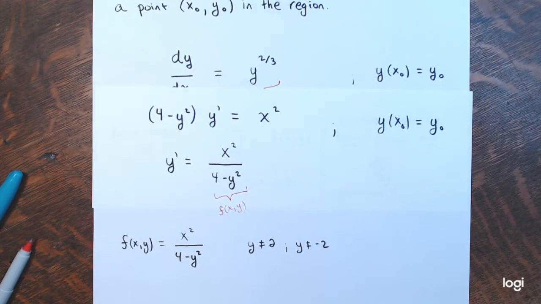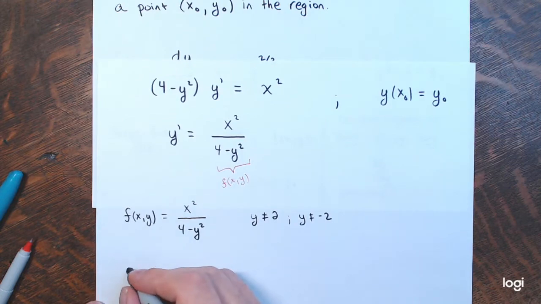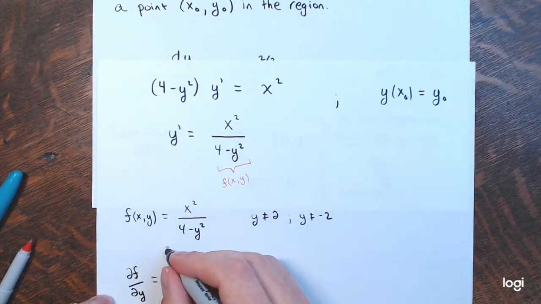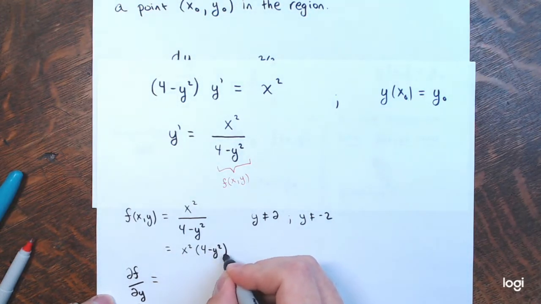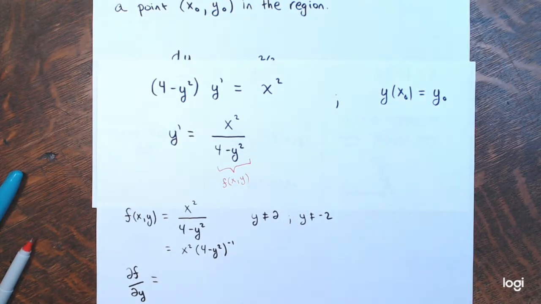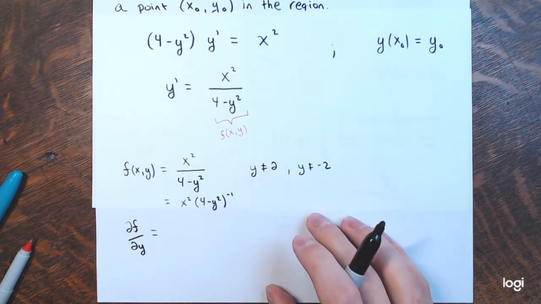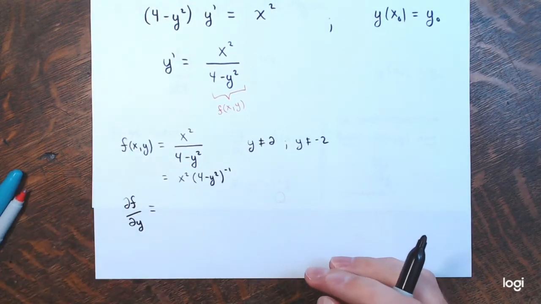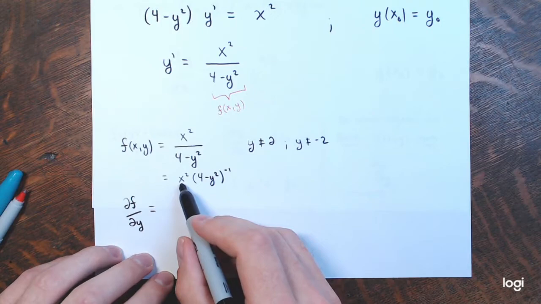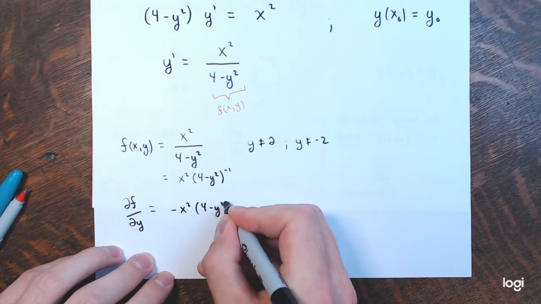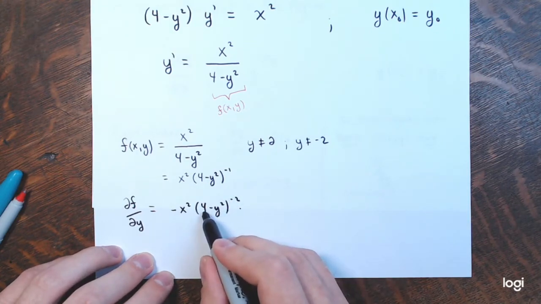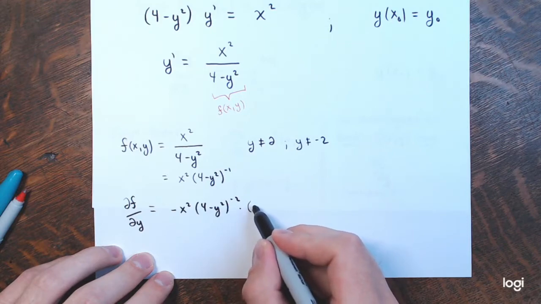Okay, now the partial of f with respect to y. I think it would be easier to look at f as x squared times (4 - y²) to the negative first, just to make it easier to take the partial. Remember, you're treating x like a constant, and y is the variable. So this would be the constant times negative (4 - y²) to the negative second, times, by the chain rule, the derivative of 4 minus y squared, which is negative 2y.